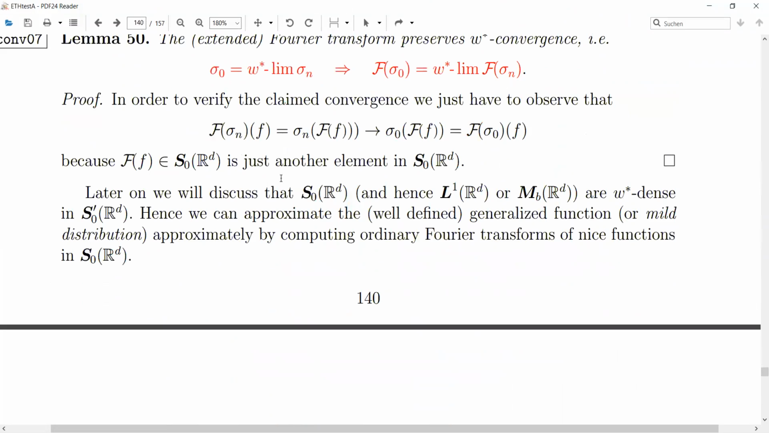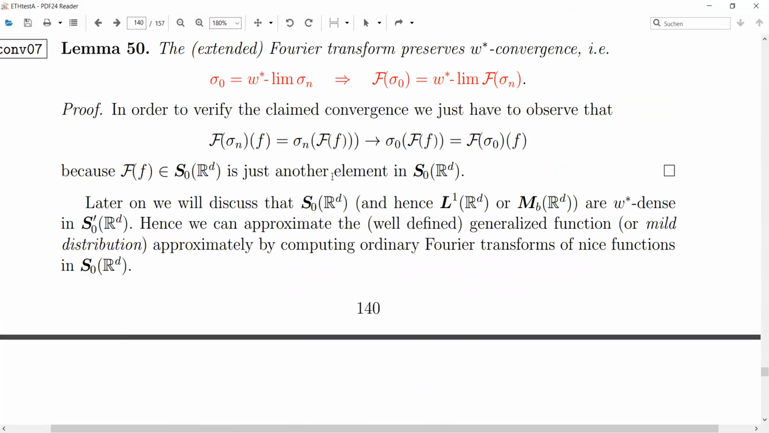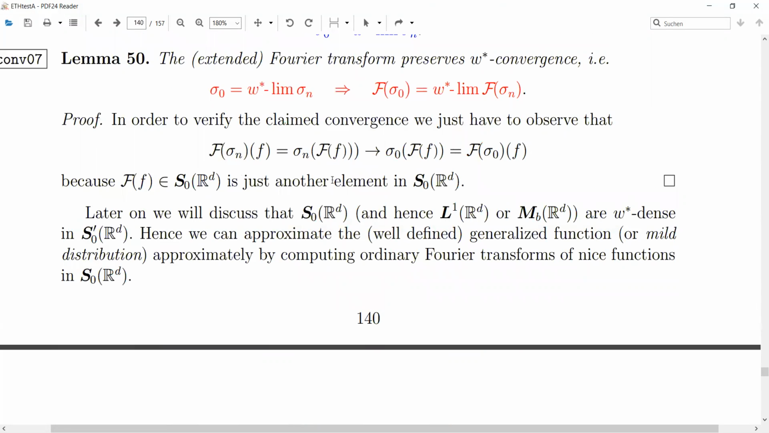That the extended, this is now page 140 of today's version of the script, the extended Fourier transform is a mapping which preserves weak star convergence. Now, weak star convergence is a concept that we have seen already for bounded measures, and whenever you have a dual space, you can work with the norm. Every dual space has a norm, which is for example, the norm of a functional.